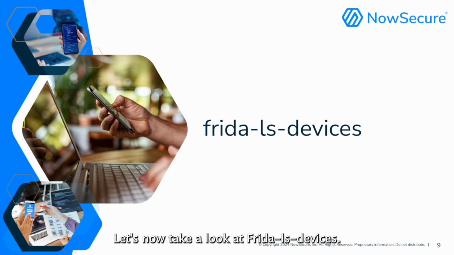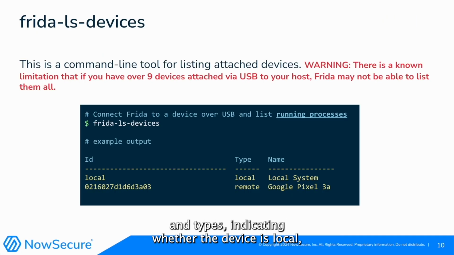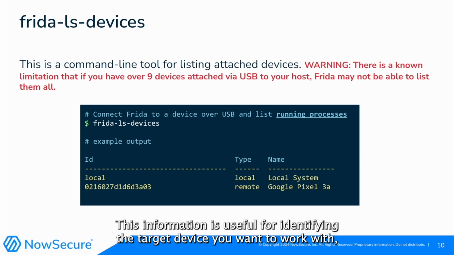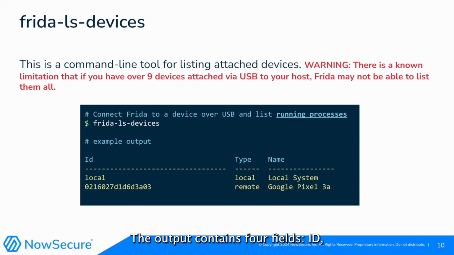Let's now take a look at Frida LS devices. This tool provides a list of devices along with their IDs and types, indicating whether the device is local, USB, or remote. This information is useful for identifying the target device you want to work with, especially in setups with multiple devices connected. The output contains 4 fields: ID, type, name, and OS.